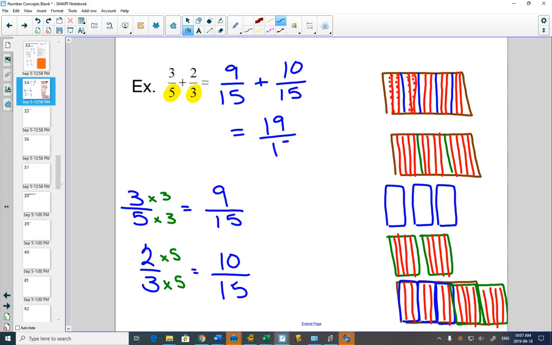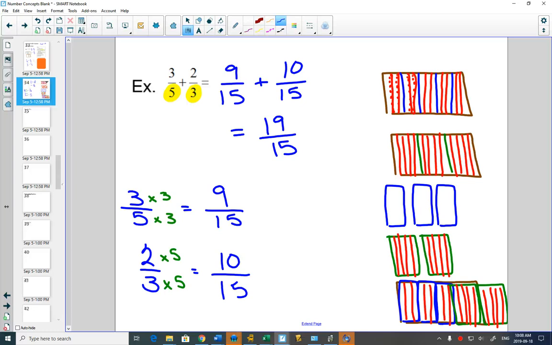What size are those pieces? They're 15ths. So again, step 3 that we wrote down before is once you have that common denominator, you add the numerators. Why do you add the numerators? Because that's how many pieces you have. Why does the denominator stay the same? Because if I have 9 pieces that are this big plus 10 pieces that are this big, the size of the piece stayed the same. It's still a 15th of a chocolate bar. So when we add them now, we have 19 over 15.